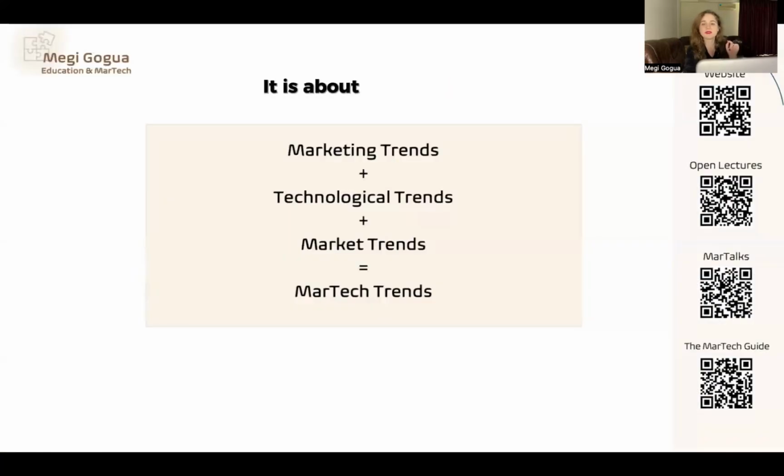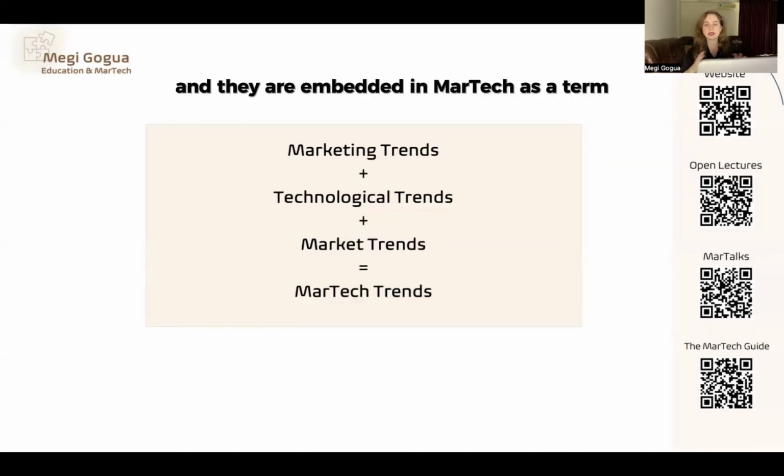It is about the components that determine MarTech trends as they are. So we have marketing, we have technologies, right? And they are embedded in MarTech as the term. And this is quite obvious, right?